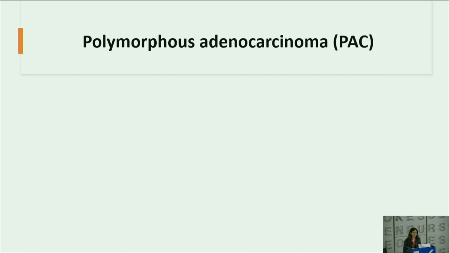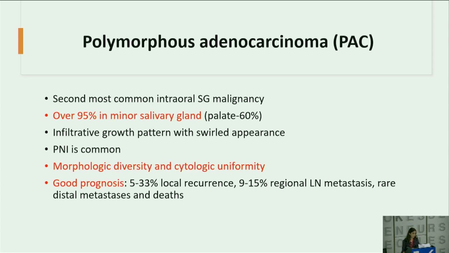Perhaps the most common differential of adenoid cystic carcinoma is polymorphous adenocarcinoma. Polymorphous adenocarcinoma is rare in major salivary gland. Over 90% of this tumor occurs in minor salivary gland. What's characteristic of this tumor is the diverse morphology with different growth patterns but a uniform cytology. Perineural invasion is common in polymorphous adenocarcinoma, also previously known as polymorphous low-grade adenocarcinoma. It's important to differentiate polymorphous adenocarcinoma and adenoid cystic carcinoma because this tumor has a good prognosis with a low rate of local and regional metastases and rare distant metastases.